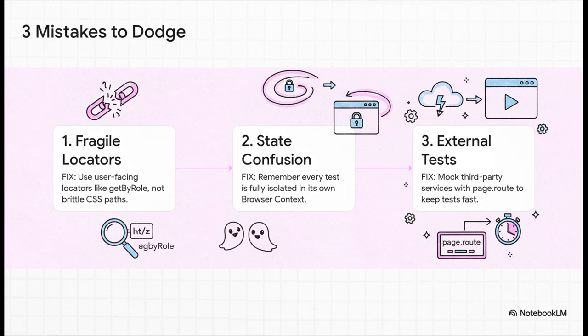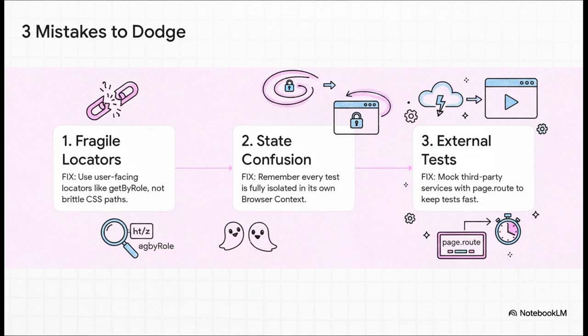First, using fragile selectors. Don't rely on these long, brittle CSS paths that break every time the UI changes. Instead, use user-facing locators like getByRole. Test what your user actually sees. It's way more reliable. Second, forgetting about isolation. You have to remember every single test runs in a completely fresh, squeaky clean browser context. No leftover cookies, no old sessions. This is a feature, not a bug, so embrace it.